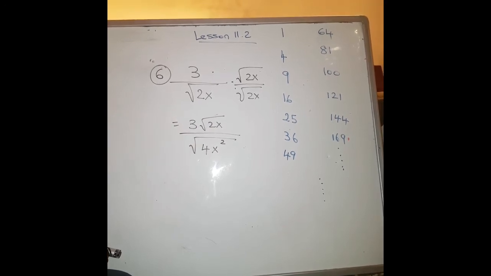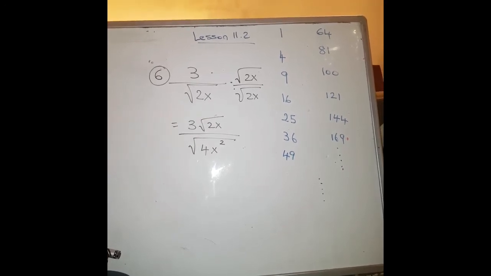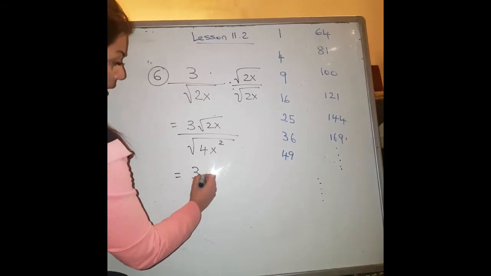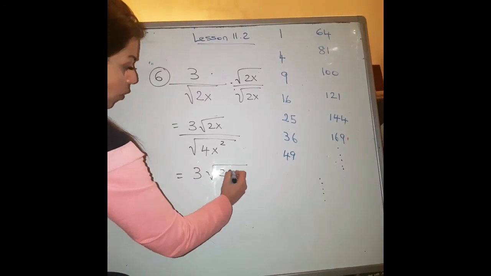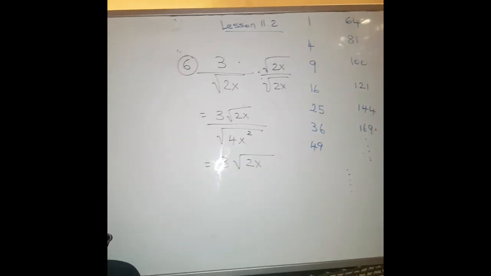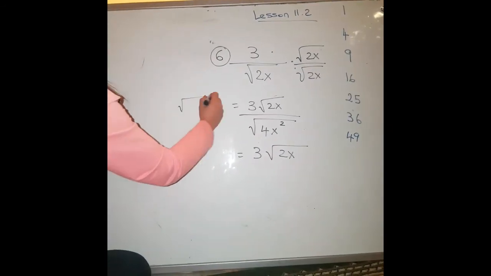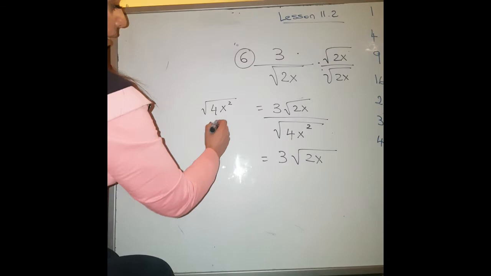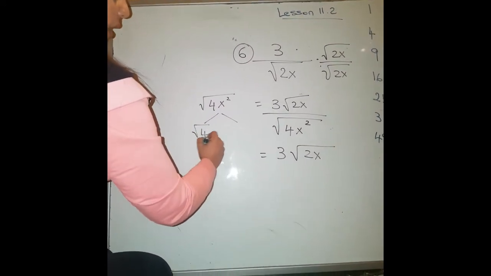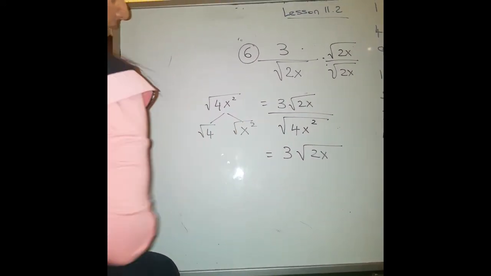No, I can't because I need to work in pairs and there are no pairs here. So my numerator remains as it is. What happens to my denominator? If I look at my denominator, radical 4x to the second is actually a radical 4 and a radical x to the second.